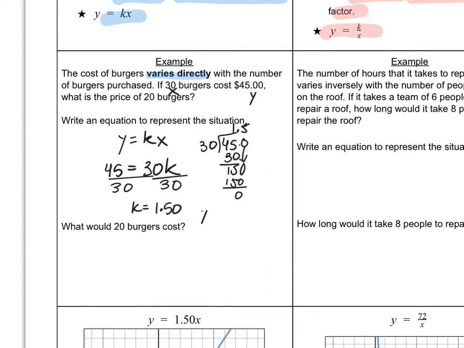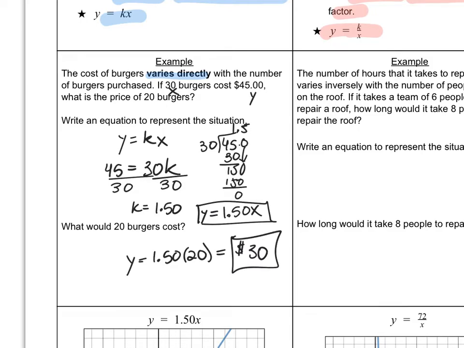So I could write y equals $1.50x. And that's my equation. So now I can use that equation to figure out the cost of any number of burgers, in this case 20. I would say y equals $1.50 times 20, and that's going to give me $30.